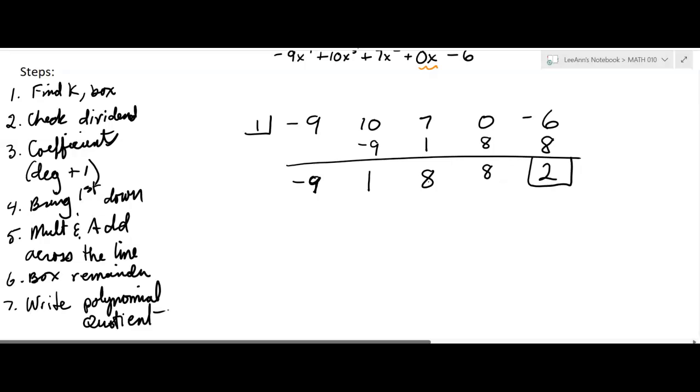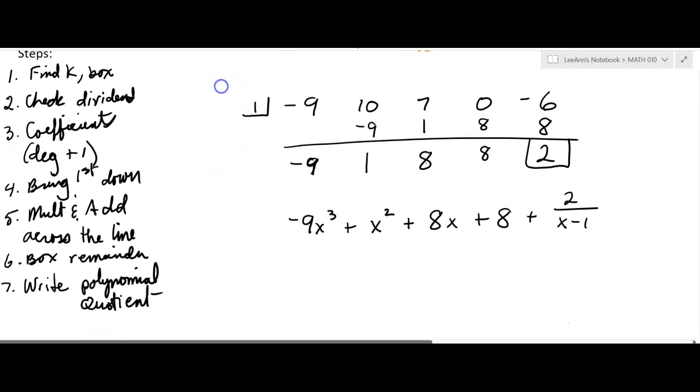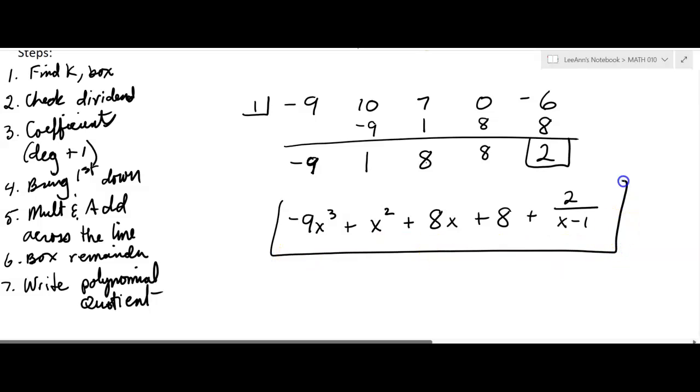Okay, so it was a degree 4, if I'm remembering right, 4th degree. And so it's going to go to the cubed, right? So negative 9x cubed plus 1x squared, you don't need the 1, plus 8x plus the constant 8 plus then the remainder 2 over, what was my divisor, x minus 1? I think, let me check. Yep, it was x minus 1. And there's the answer. So synthetic division, like I said, it's pretty cool and useful. We use it for different things.